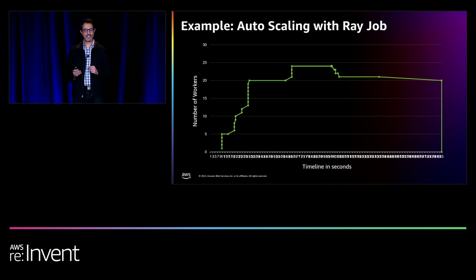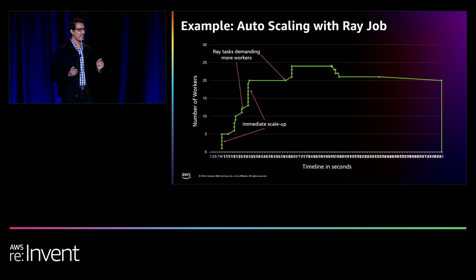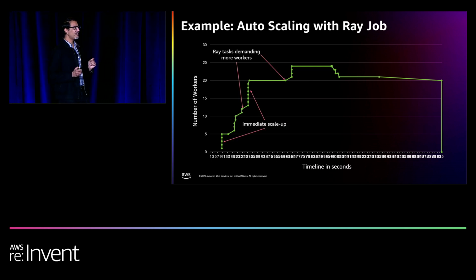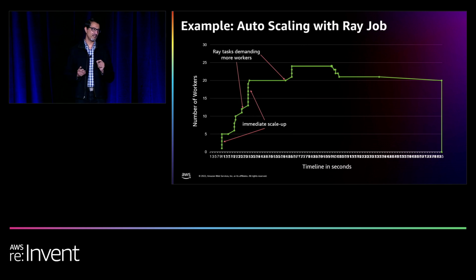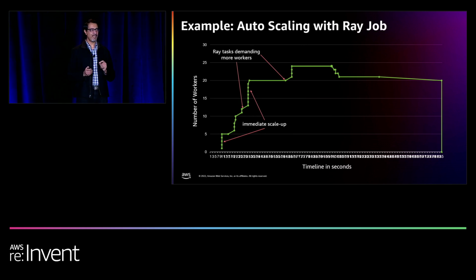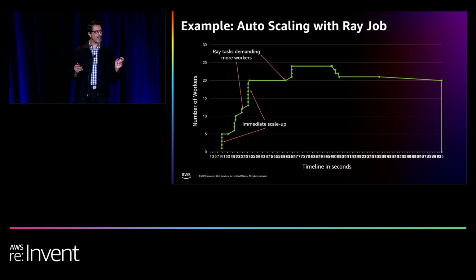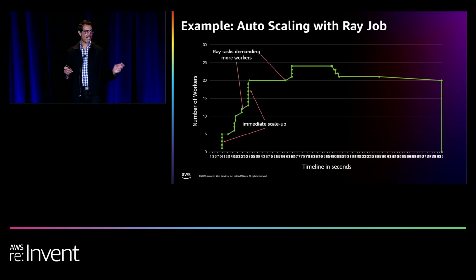And if you see clearly or more closely, at different points in the job cycle, the head node decided it needed more workers. It had more things to do. And we scaled up immediately. The vertical lines are multiple number of workers getting added. And the time difference between the lesser number of workers to higher number of workers is pretty small.